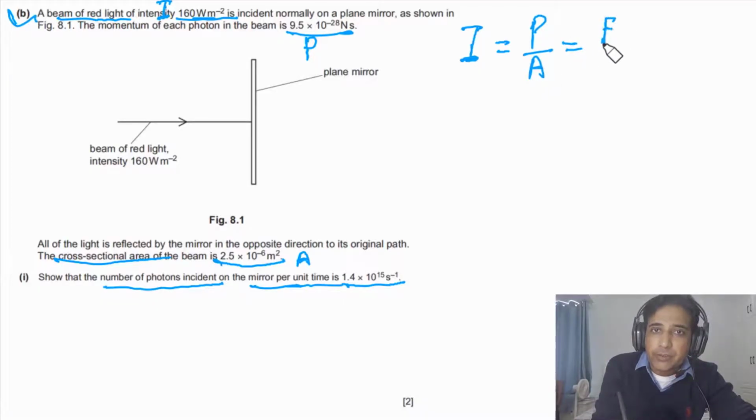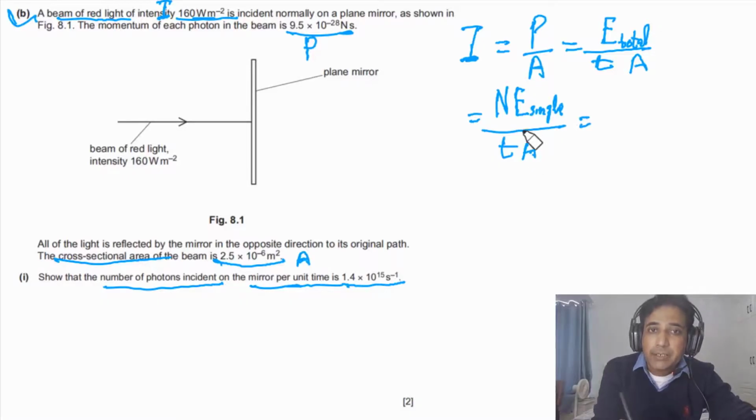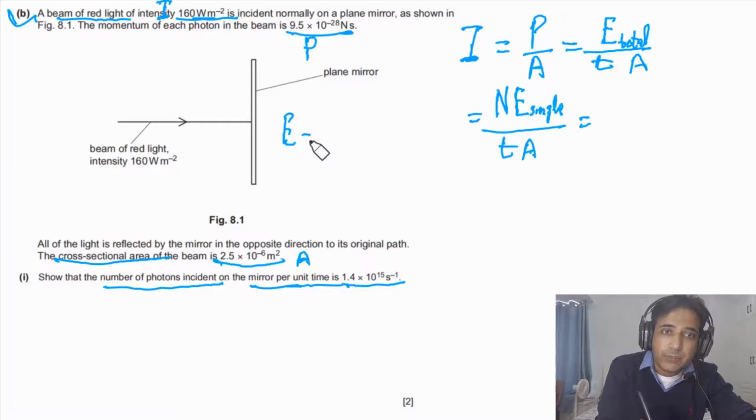And power we can write as the total energy over time, times A. So intensity can be written in this form. And this is the total energy, and total energy we can write as N times the energy of a single photon. So let me rewrite this here. Total energy of the beam will be equal to the number of photons times the energy of a single photon, divided by T times A. And the energy of a single photon, as we discussed before, is equal to hc divided by lambda.